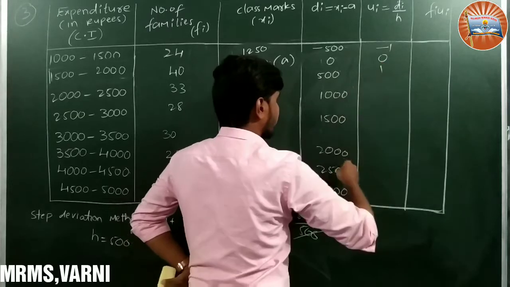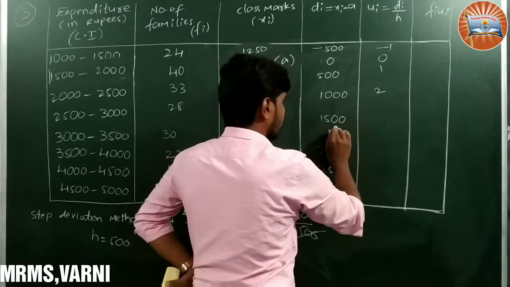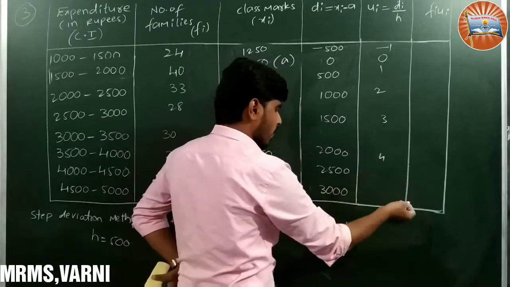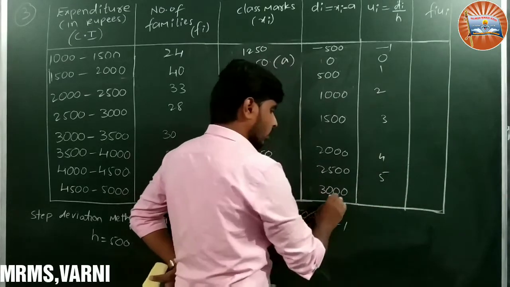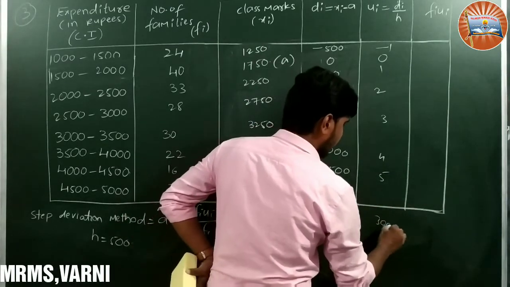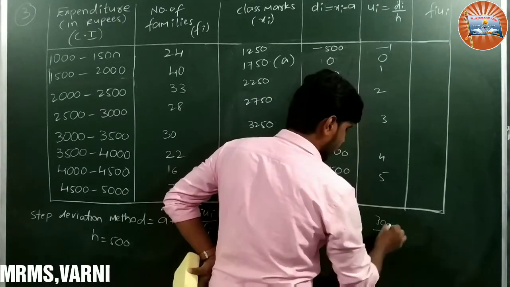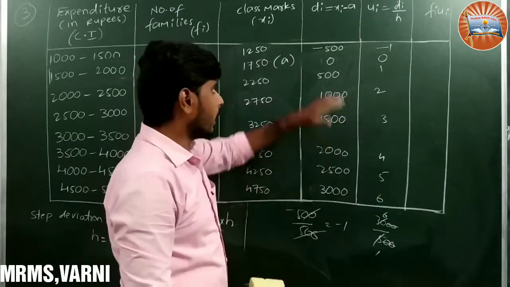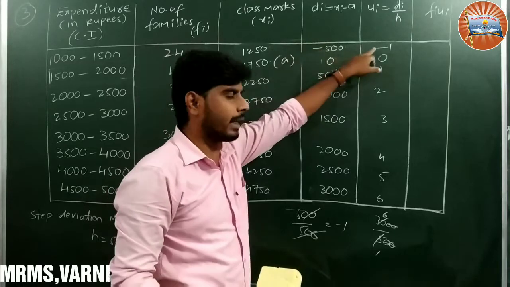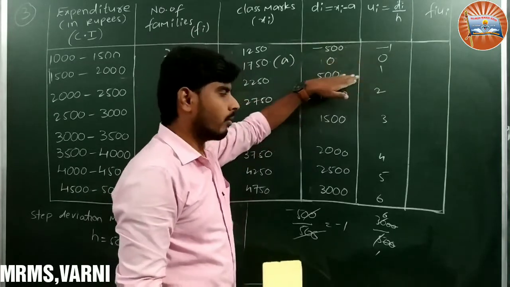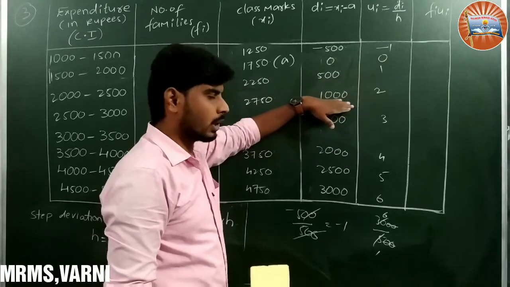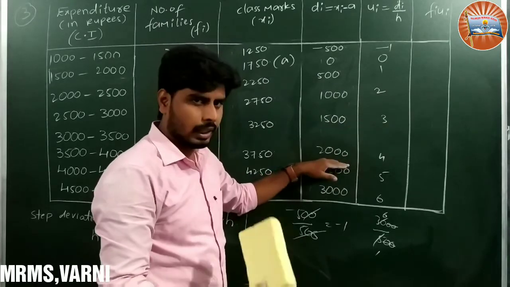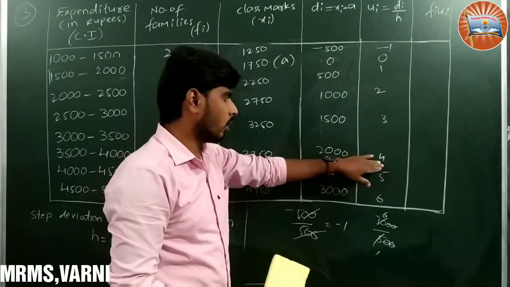Next 500 by 500 is 1, 1000 by 500 is 2, 1500 by 500 is 3, 2000 by 500 is 4, 2500 by 500 is 5, and 3000 by 500, these zeros cancel, 5 1 5, 6. So the Ui values are minus 1, 0, 1, 2, 3, 4, 5, 6.